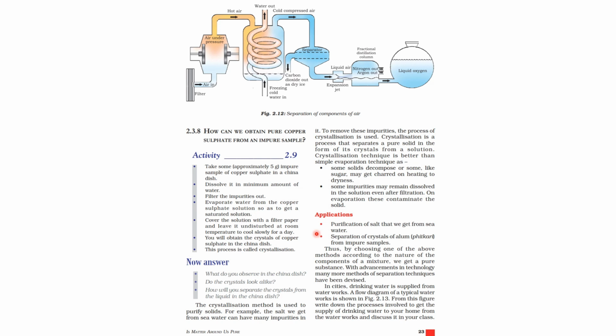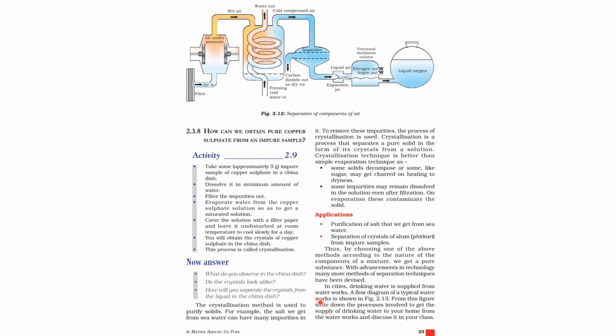Thus, by choosing one of the above methods according to the nature of the components of a mixture, we get a pure substance. With advancement in technology, many more methods of separation techniques have been devised. In cities, drinking water is supplied from water tanks. A flow diagram of a typical water works is shown here. From this figure, write down the process involved to get the supply of drinking water to your home from the water works and discuss it in your class.